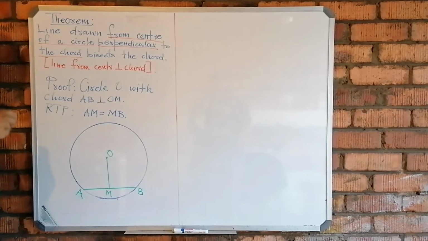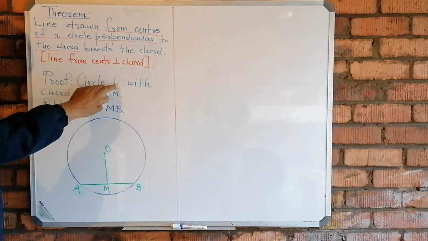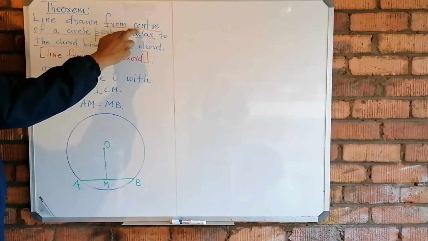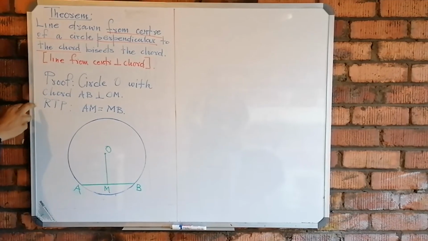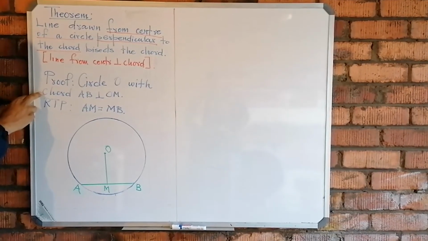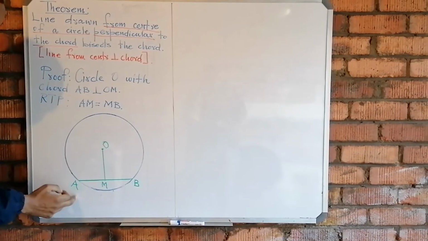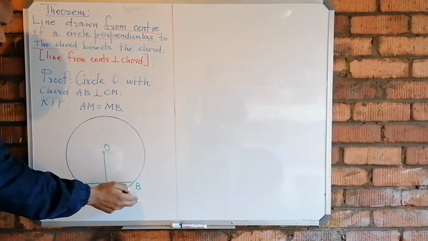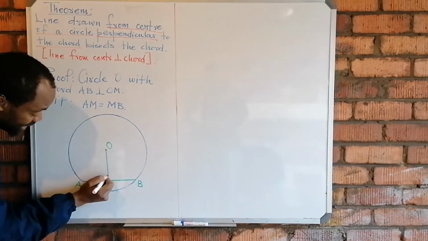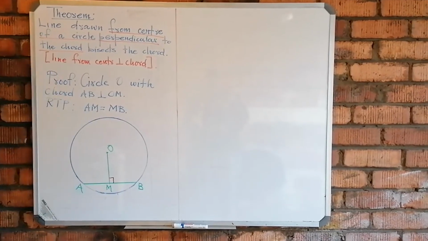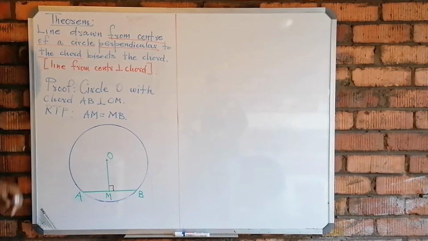Its proof is going to be as follows. You shall be given a circle with center O. Remember, the line must be from the center. And you will be told that there's a chord AB. There's our chord AB, which is perpendicular to OM. That means at the point of contact, the two lines are forming a 90 degree angle.